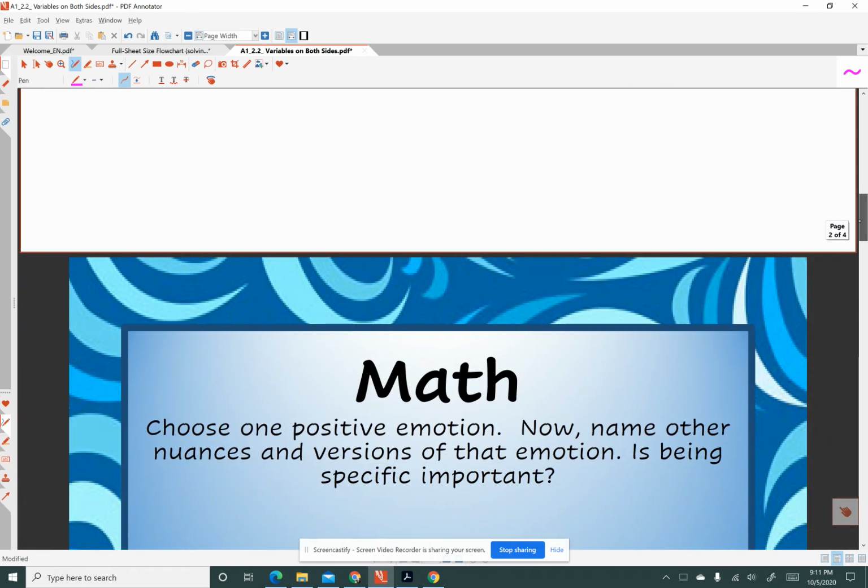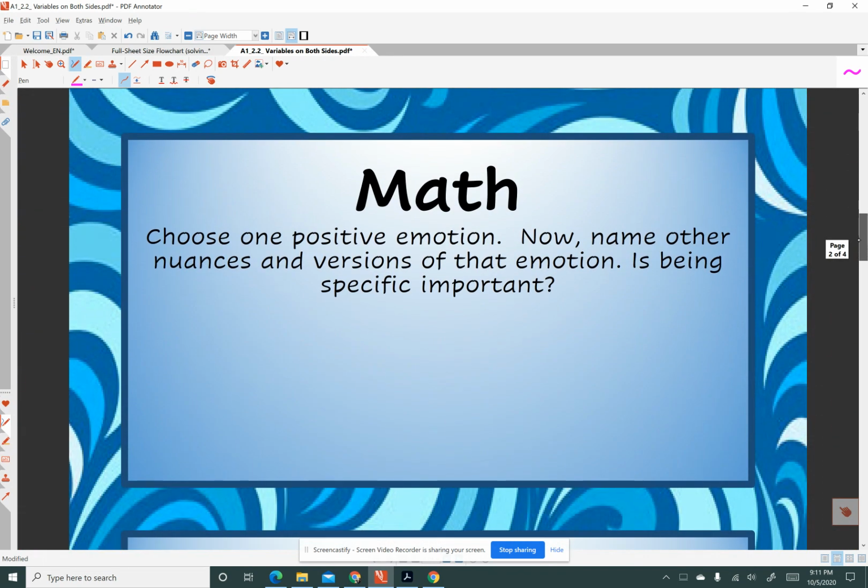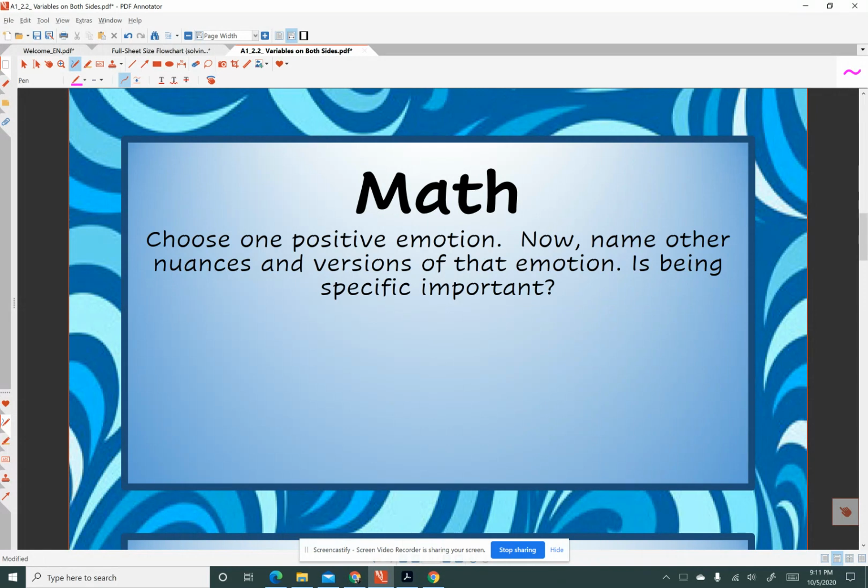So here we have our do now. Choose one positive emotion. Now, name other nuances and versions of that emotion. Is being specific important? For example, I could think of the word happy, but a more nuanced version of happy might be fulfilled, or it might be joyous, or it might be exuberant. And all of those things mean something different.